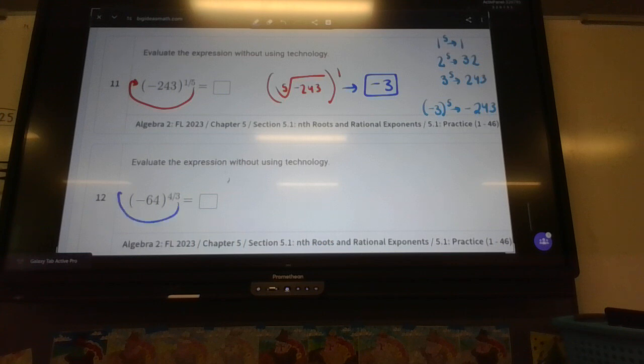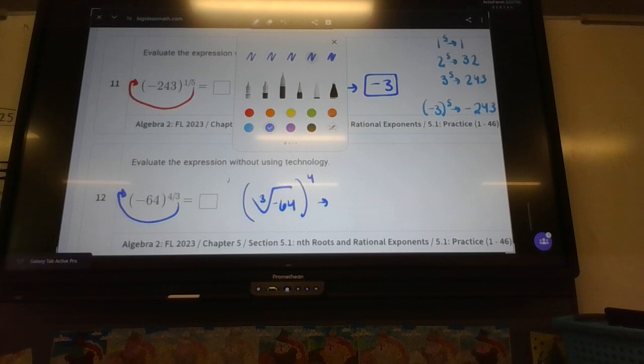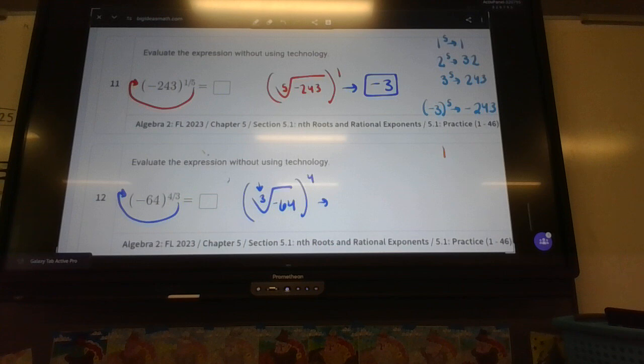All right, I'll do 12. Bring the 3 down and around. This is the cube root of negative 64 raised to the fourth power. So now I have to think about the list of everything to the third power to do a cube root. I see 4 to the third is 64. So this would be a negative 4 to the fourth power, which is a positive 256.